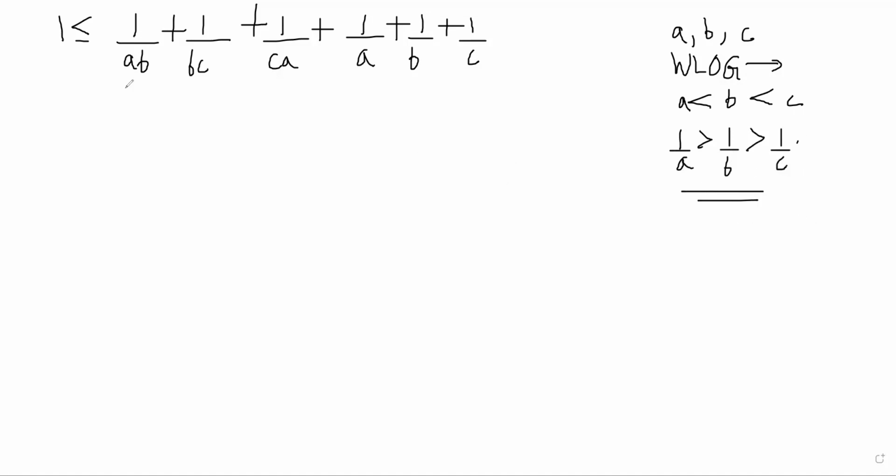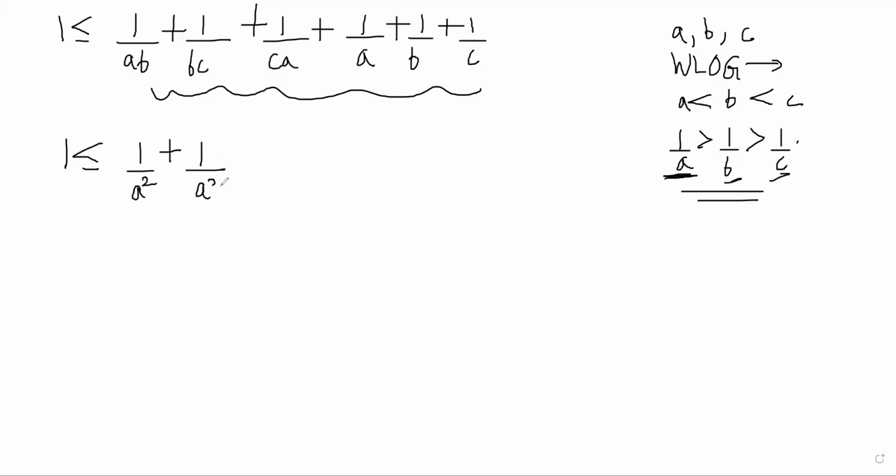So that means that in this expression, if I replace 1 by B and 1 by C all with 1 by A's, I can write 1 is less than or equal to, we know that 1 by A is the biggest out of these, right? So I'm replacing 1 by B with 1 by A. So less than or equal to 1 by A square plus 1 by A square plus 1 by A square plus 1 by A plus 1 by A plus 1 by A.